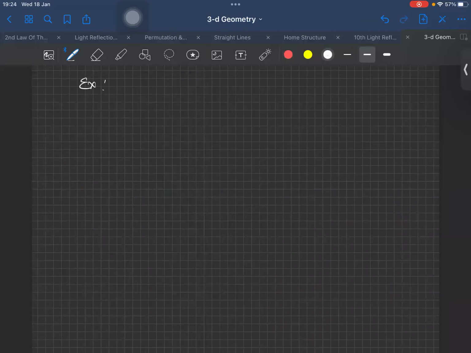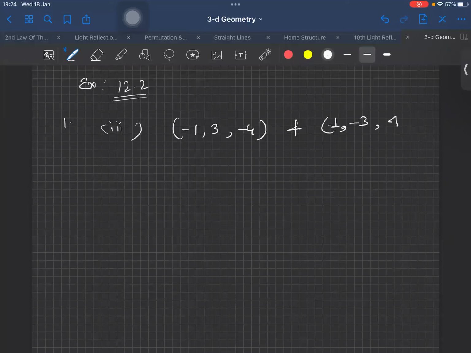See, exercise 12.2. Just two points are given and you have to find the distance between them. That means you just need to use the formula. So let's say question number 1: (3, -1, 3) and (-4, 1, -3, 4). These are the two points given. Find the distance between them.